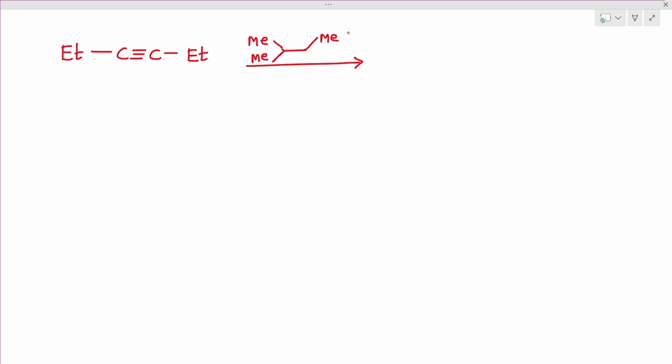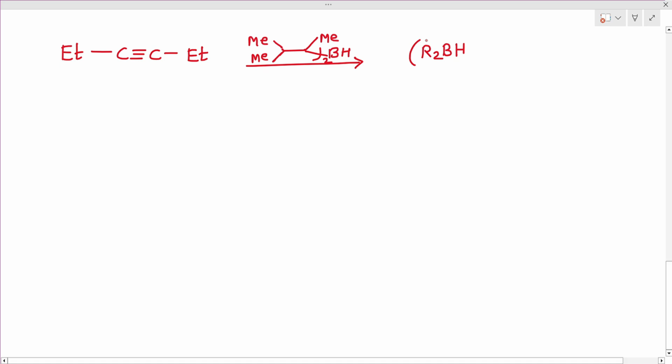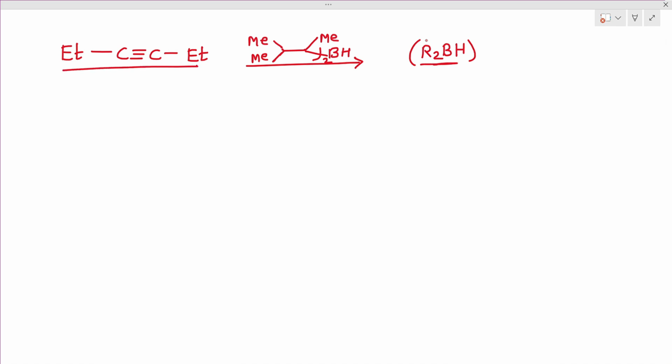This is our alkyl group, and this is added from here to BH. Okay, so two such types of groups are added. This is two. Okay, so we can write it like this. Suppose this group is R. Okay, and so we can write it like this, R2BH. Now this R2BH is being added to this alkyne. Okay, so we are getting Et, C, C double bond. Et means ethyl group.